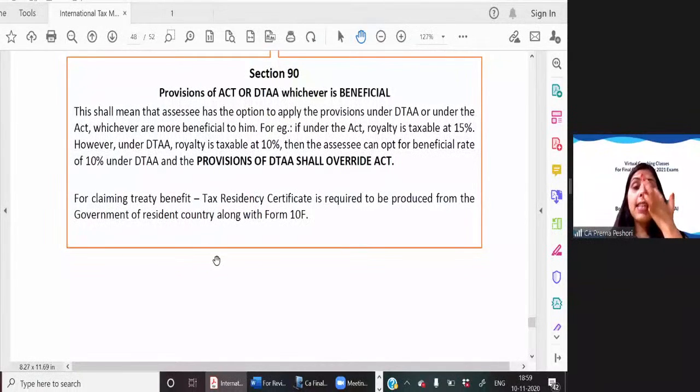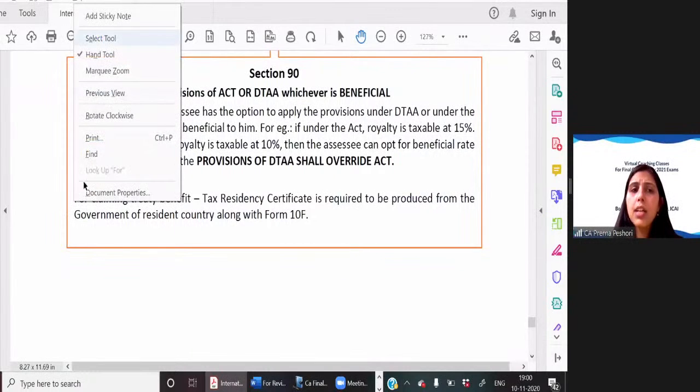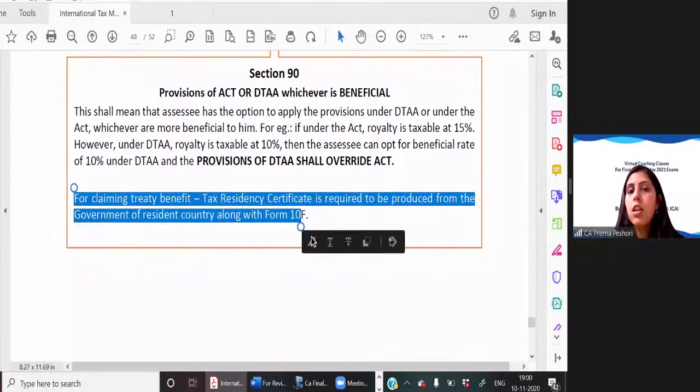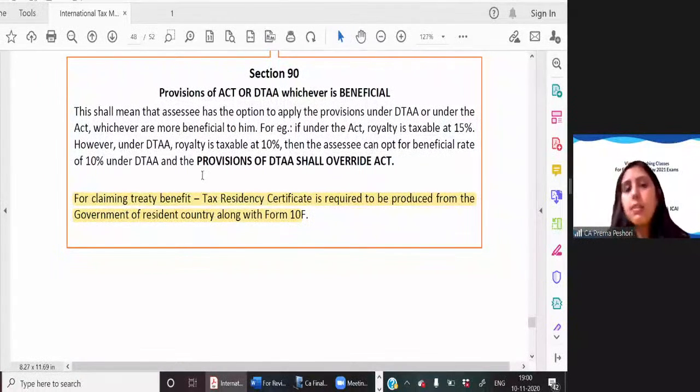So, as I said, section 90 provides that the provision of the Act or DTAA, whichever is more beneficial, shall prevail. But for claiming the benefit under DTAA, a non-resident is required to furnish a tax residency certificate and Form 10F. Now, what is that? Remember this very clearly because this could be asked as an objective or small question. What is Form 10F and tax residency certificate?